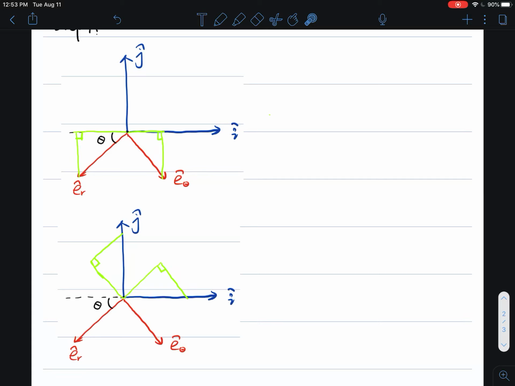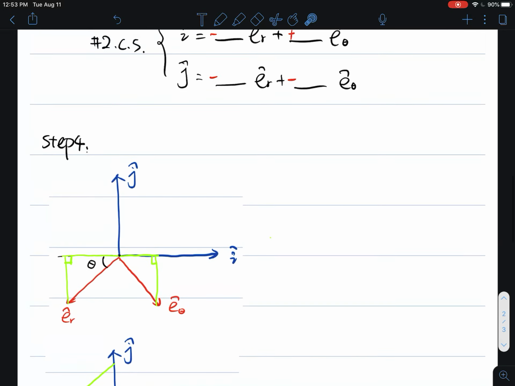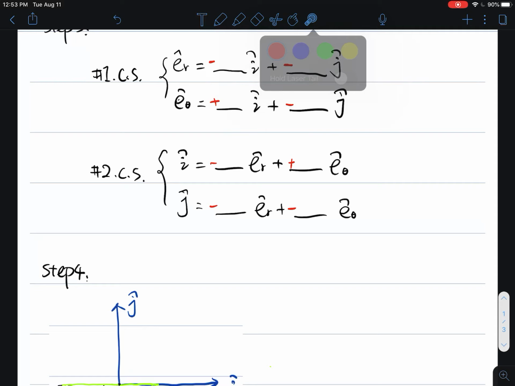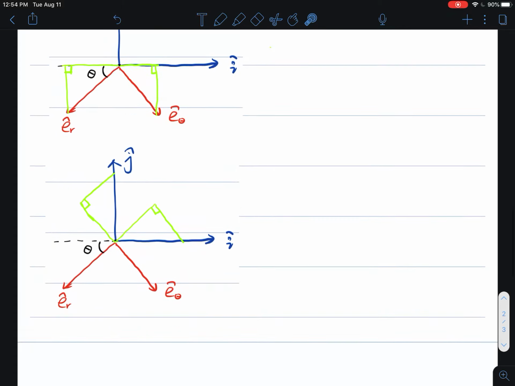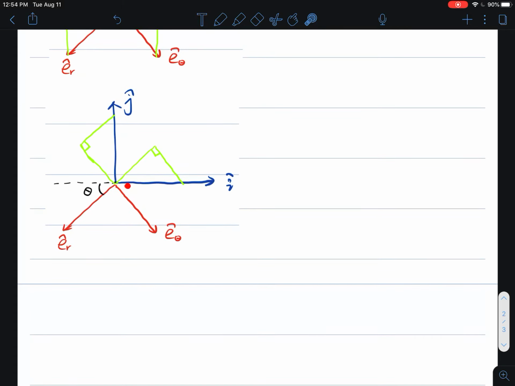All right, here is a highlight. For the first coordinate system, because ER and E theta are on the left hand side, we want to build two triangles with ER and E theta as the hypotenuse. And the other two edges should be parallel to I and J. And in the second coordinate system, since I and J are on the left hand side, we want to use I and J as the hypotenuse for our triangles. And the other two edges for each triangle should be parallel to ER and E theta. All right, that's not too bad. Let's move on to step 5.